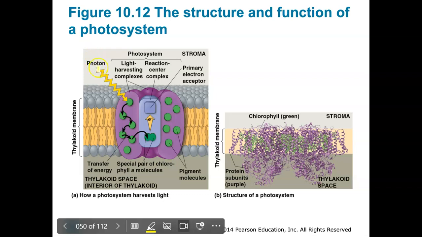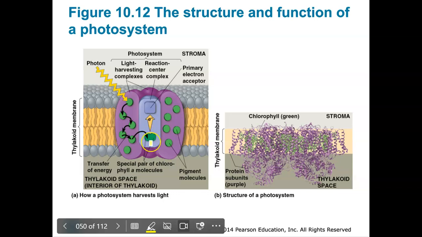So again, sunlight is absorbed by the pigment molecules in the light harvesting complexes, and then an electron is excited and it bounces around from pigment to pigment, and it ends up in these special chlorophyll A molecules.